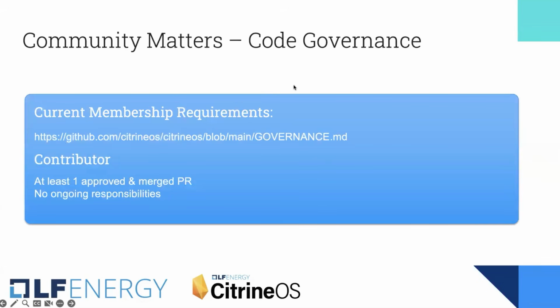If you go to the main repository under the CitrineOS organization, that's where you'll find all of the documents that we use to govern the community, including this governance document that describes the different roles in the community. The most basic role is contributor. Anyone who's had any approved PRs that get merged is a contributor. There's no responsibilities associated with that, but you are listed in the list of contributors.